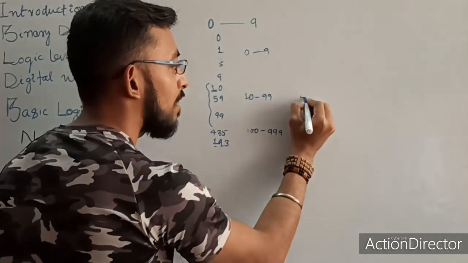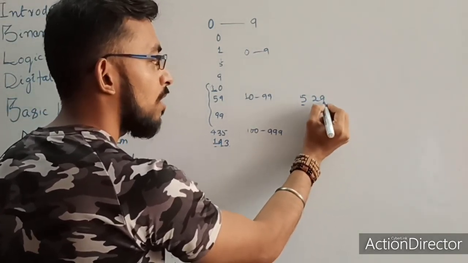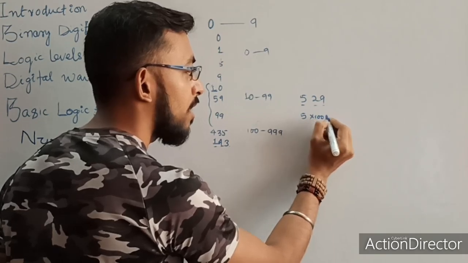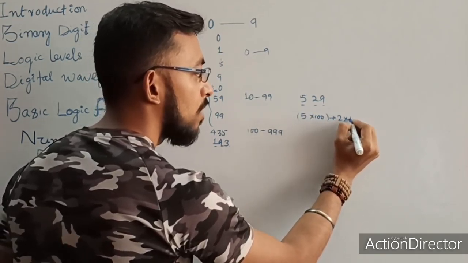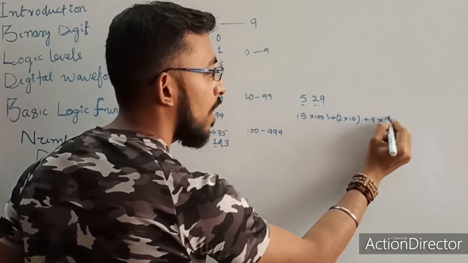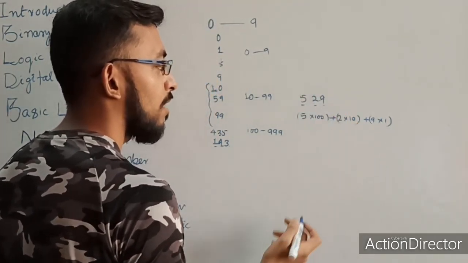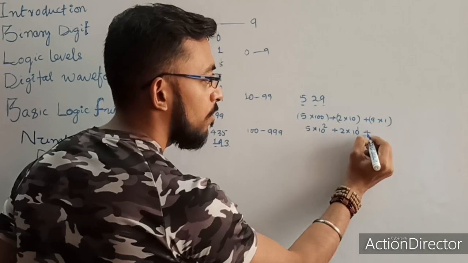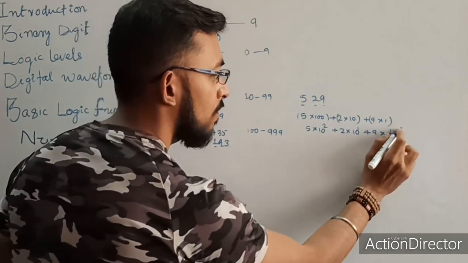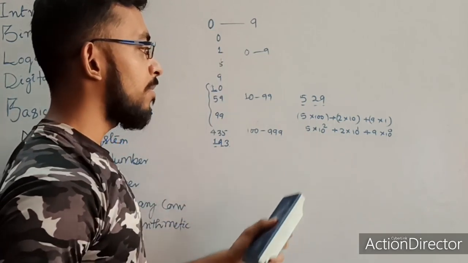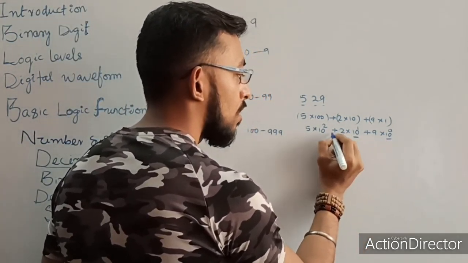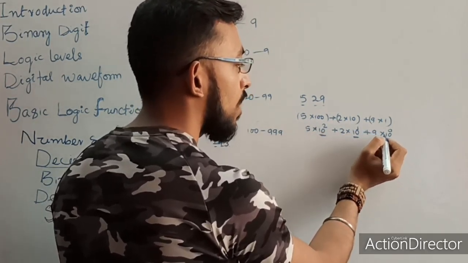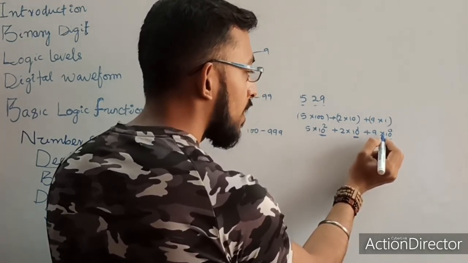So what are the weights? If I am writing 529, what is the weight of 5, of 2, and of 9? 529 can be written as 5 into 100 plus 2 into 10 plus 9 into 1. If I combine, it becomes 529. This is nothing but 5 into 10 power 2 plus 2 into 10 power 1 plus 9 into 10 power 0. So in the decimal number system these are the weights. The weight of 5 is 10 power 2, the weight of 2 is 10 power 1, and the weight of 9 is 10 power 0.